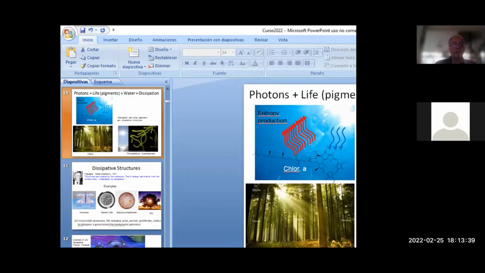So the hurricane forms spontaneously. And it forms because of the gradient of the system. So it's not really an auto structure because it needs a gradient, a generalized thermodynamic potential.